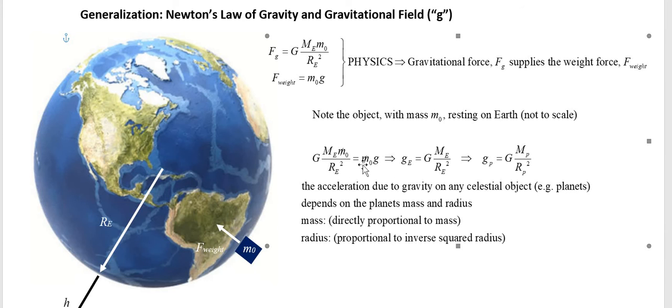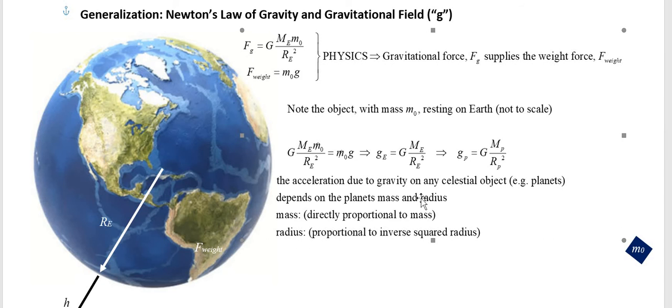Now, if you look at this equation and solve for little g, the acceleration due to gravity, and let's call it gravity on Earth because we're talking about Earth over here, you see that the acceleration due to gravity is equal to big G, the universal constant, 6.67 times 10 to the minus 11, times the mass of the Earth over the radius of the Earth squared. So we can generalize this to any planet. The acceleration due to gravity on any planet is, once again, that constant, big G, times the mass of the planet over the radius of the planet squared.